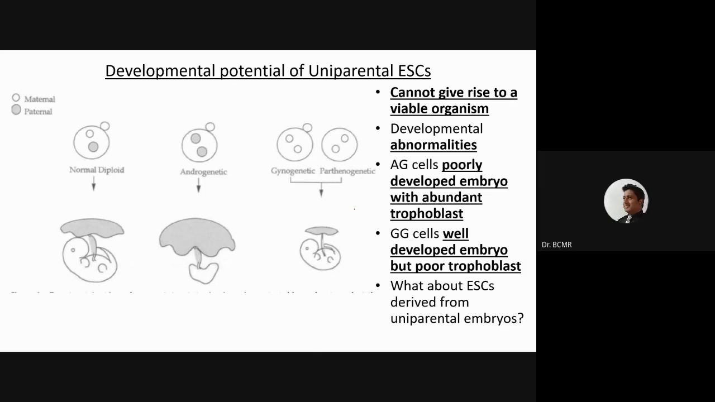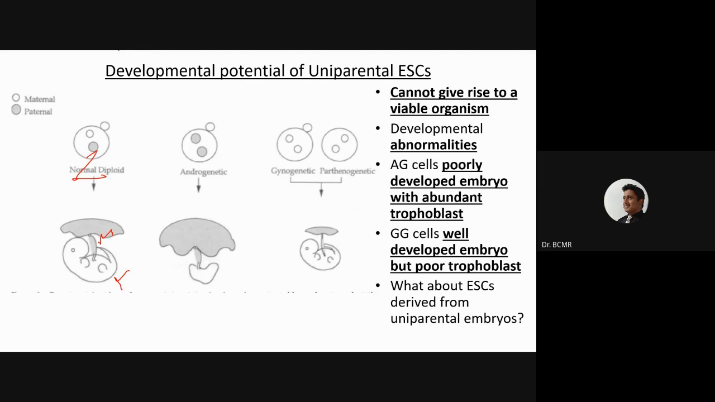Okay. So once we have made the zygotes, the question is what can happen to them. The developmental potential: what can they give rise to? If it is a normal diploid zygote, it will have a certain amount of placenta and a certain amount of embryo.